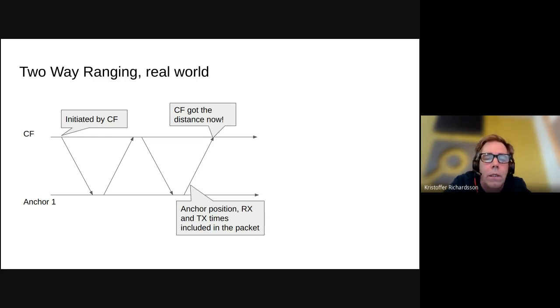So at this time, when this is received, the Crazyflie can know the distance to the anchor, and it also knows the anchor position, since this was included in the packet. So all is good. We can now push the distance, and we can push the position into the Kalman filter, and hopefully it's going to converge into a nice and stable position.